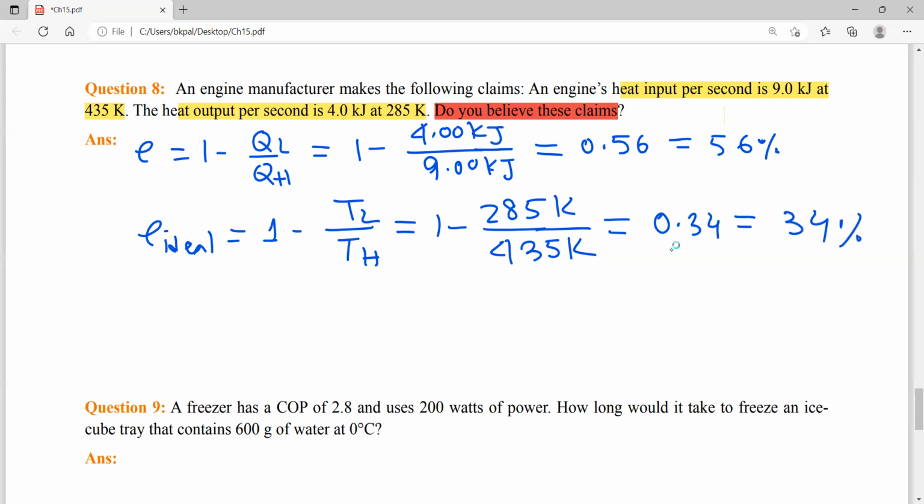Okay, now remember that in theory class we learned that ideal efficiency is always higher than actual efficiency. Normally the actual efficiency is 60 to 80% of the ideal efficiency. Since the ideal efficiency is 34%, the actual efficiency can never be higher than 34%. It is always less than 34%. So this person is telling a lie. Okay, so we do not believe this claim.